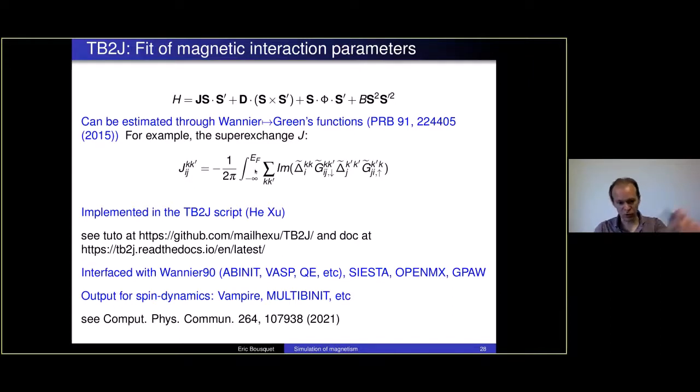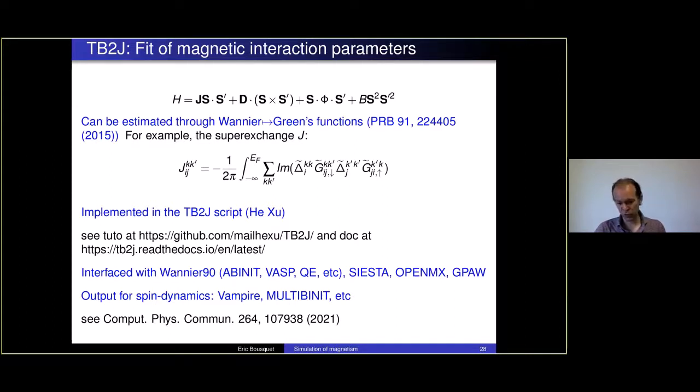I'm not going to discuss the theory, just show you the equation here, but we have no time to go into the details. We have published a paper mentioning this method, and we have also developed a Python script that is going to help you extract all the magnetic interactions.